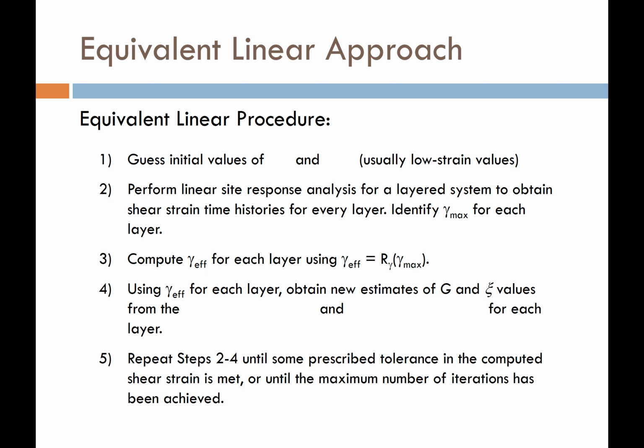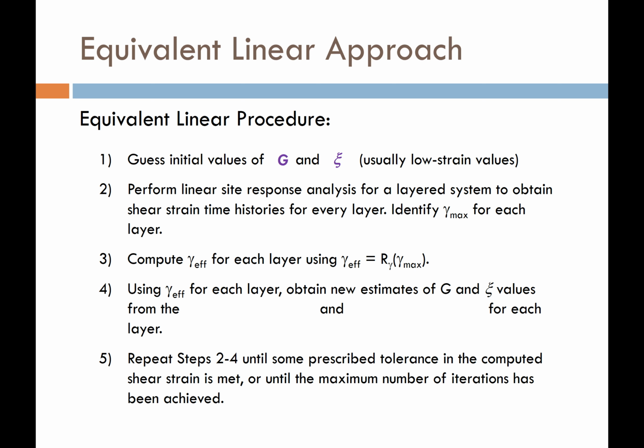So here are the procedures that we're going to use for our equivalent linear approach to trick the analysis into thinking we're dealing with a linear system. The first thing we have to do is plant some seed values of shear modulus and damping. So you're going to guess initial values. You're just going to plant some initial seed values. That's really all we're doing.